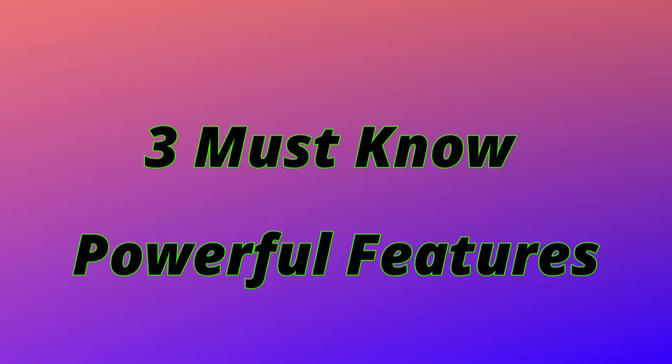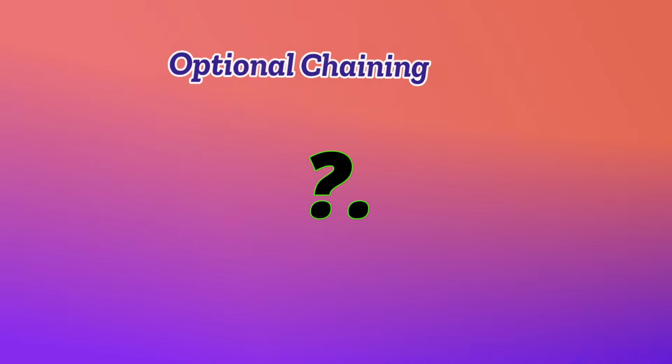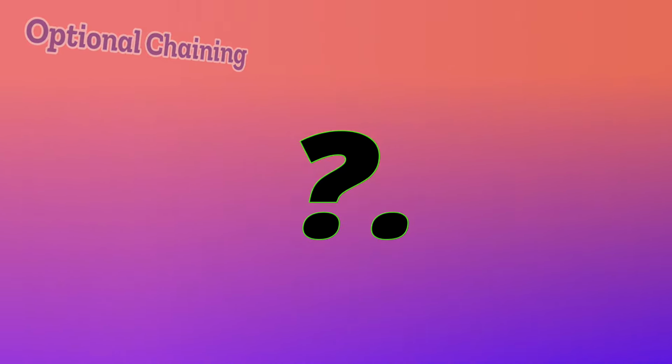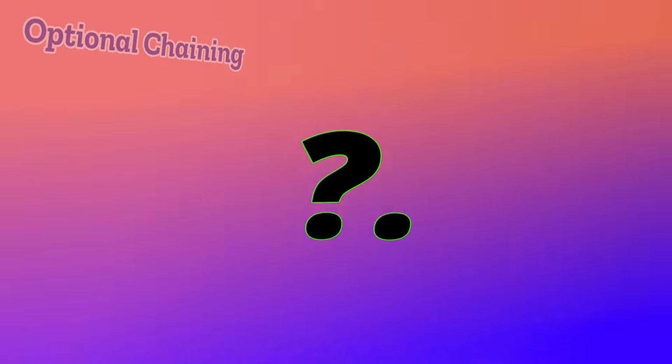In this video, we will look at three powerful JavaScript features that you need to know. Tip number one, optional chaining. The optional chaining operator lets you safely access deeply nested object properties without worrying about errors.